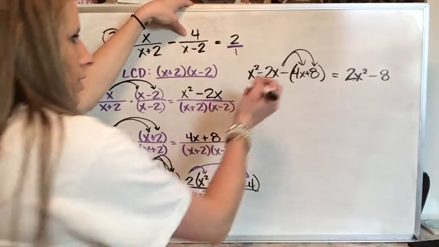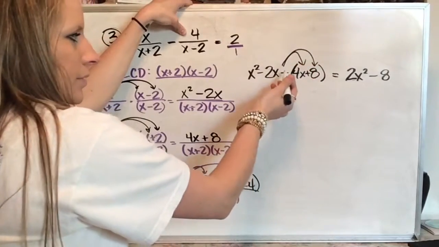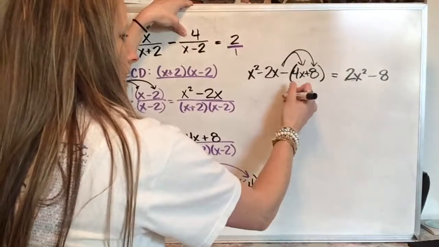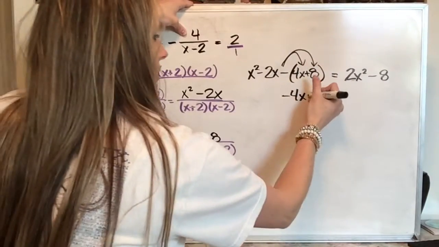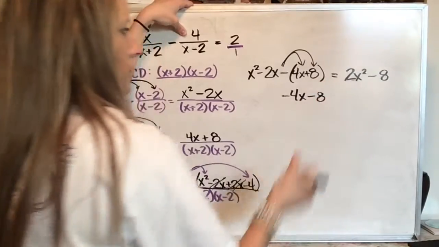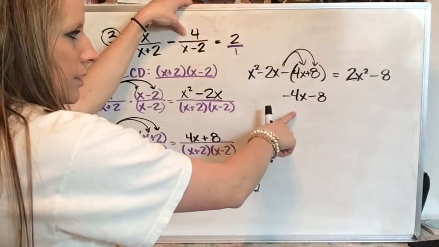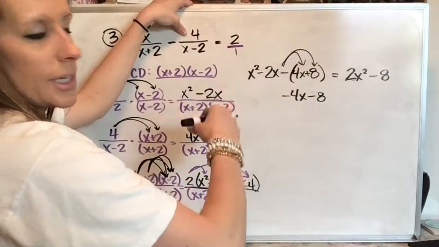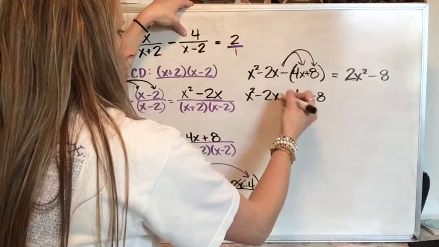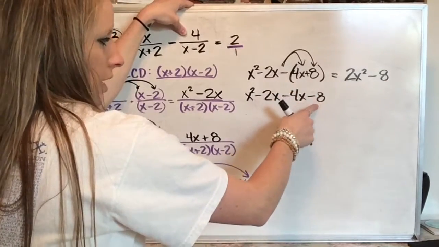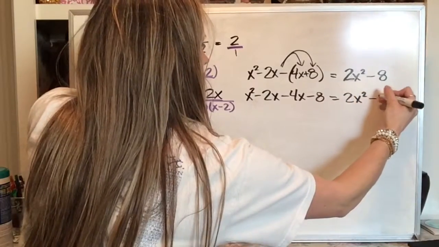All right, so let's go ahead and distribute. A negative times 4 will give me a negative 4x, and then that'll change to a negative 8. Okay, when I distribute that minus sign, it'll change to this. And then I'm going to bring everything else down. So x squared minus 2x minus 4x minus 8 equals 2x squared minus 8.